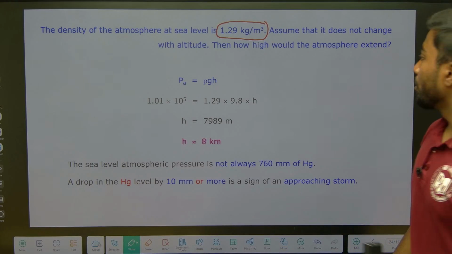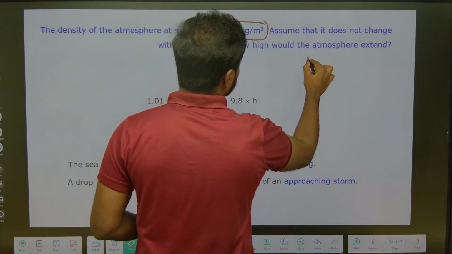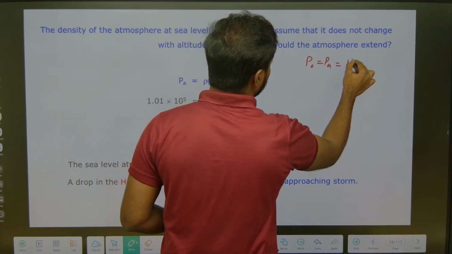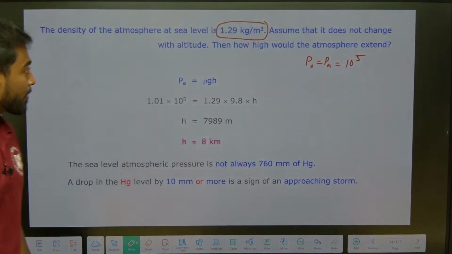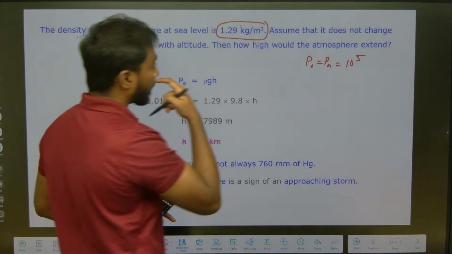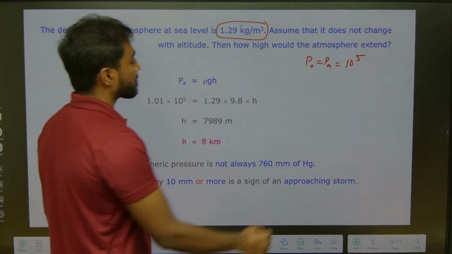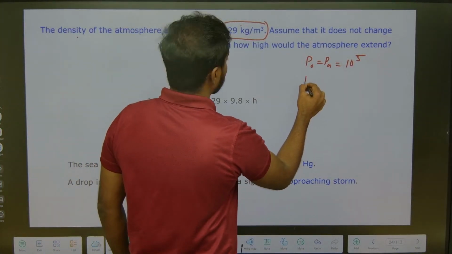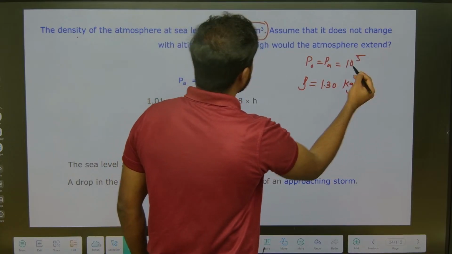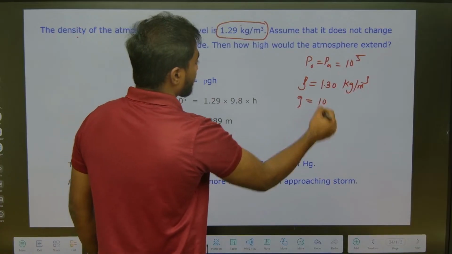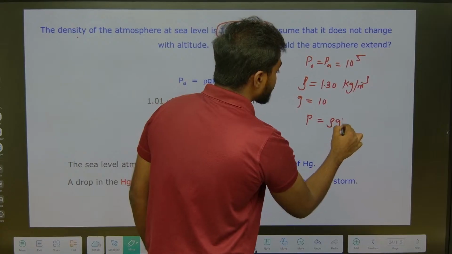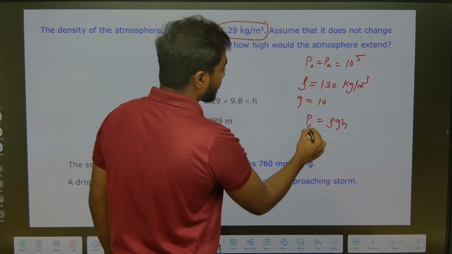They are asking. So we know that atmospheric pressure P0 or PA will be equal to 10 power 5, right? And they have given the density, 1.29. I'll take approximately 1.30. So rho is 1.30 kg per meter cube, and gravity I'll take as 10. Now P0 will be equal to rho gh.